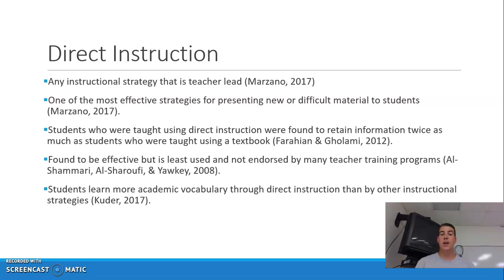Students who were taught using direct instruction were found to retain information twice as much as students who were taught using a textbook. Again, another study found that it is one of the most effective methods, but is not being endorsed by many teacher training programs, because of the bad stigma that comes with it: when people think of direct instruction, they think of lectures. And again, students learn more academic vocabulary through direct instruction than any other instructional strategies.